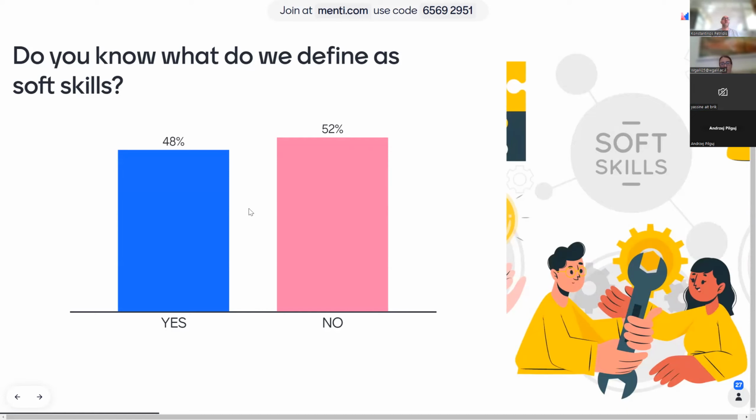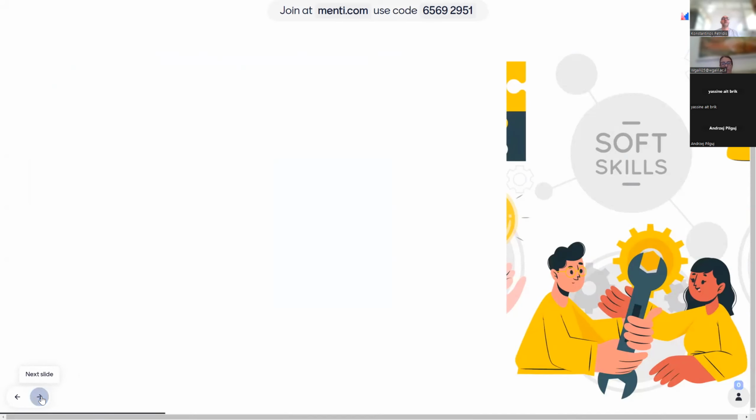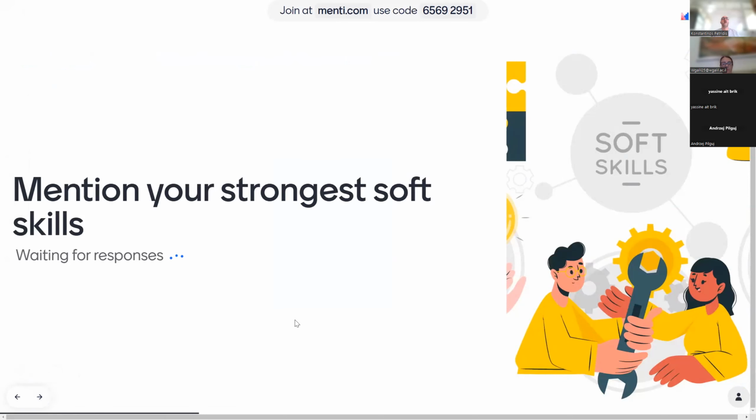Okay, 27. Let's wait. So in the majority of cases, they don't know what soft skills are. I think that you know, but you have not realized it; this is usually the case with soft skills. I would like you now to think, what is your strongest soft skill? If you suspect, share with us what your strongest soft skill is as a personality.